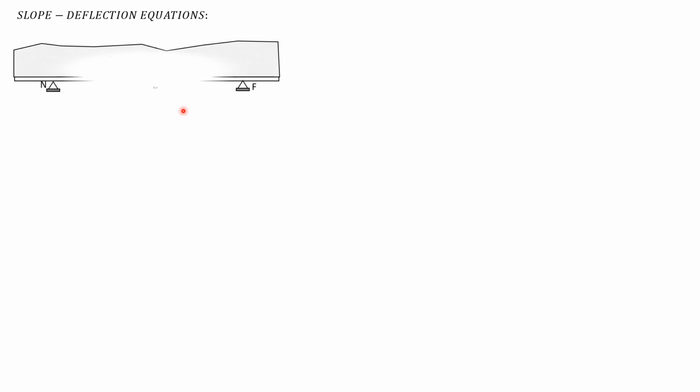Today I'm going to discuss the slope deflection equations. So let's consider any continuous beam, and we have here the arbitrary loading. Let us draw the deflected shape, and let's assume that there is relative displacement between the near end and the far end. The length of the portion between N and F is denoted by L.